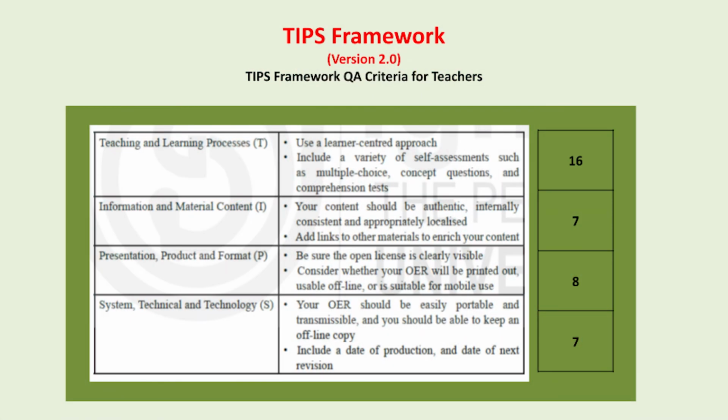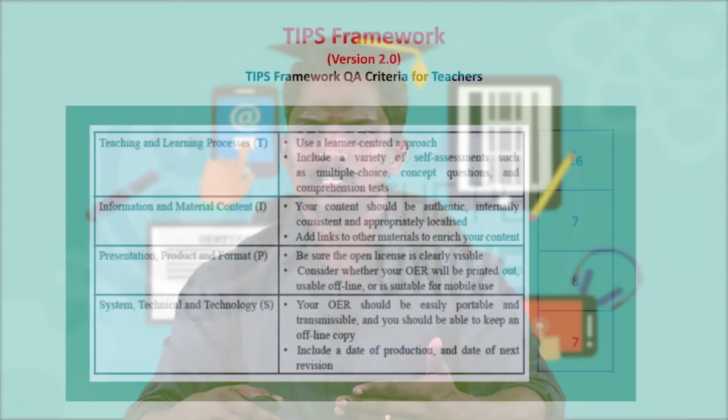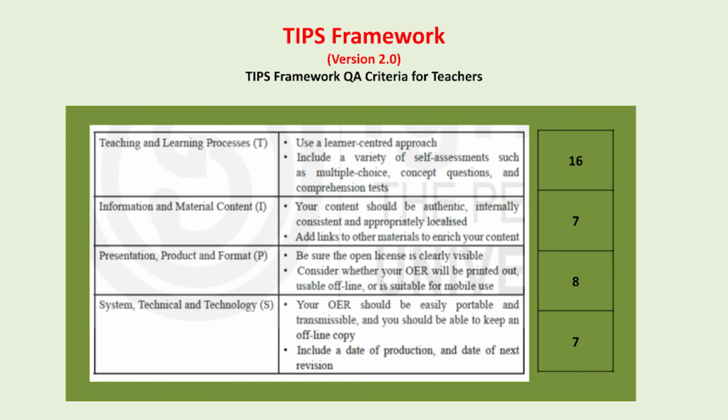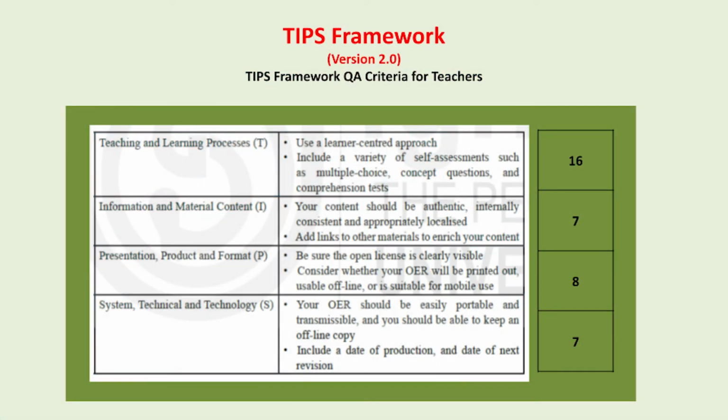So friends, 16 criteria I have given, and what you are seeing on the screen is 2 of the criteria which are included in the teaching and learning processes. Let us take one more example. Say for example, in the last, system, technical and technology, your OER should be easily portable and transmissible, and you should be able to keep an offline copy. Very simple. You should be able to port it. The second point also you can see, include a date of production and date of next revision.